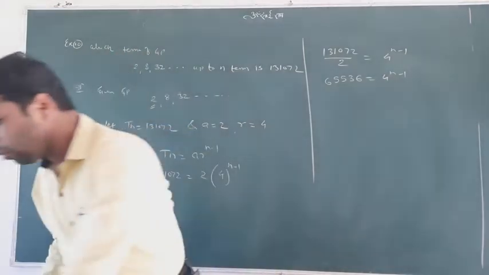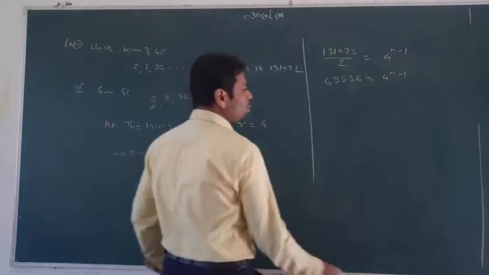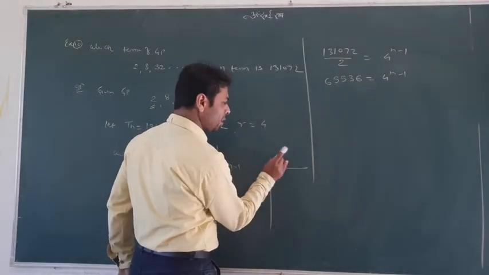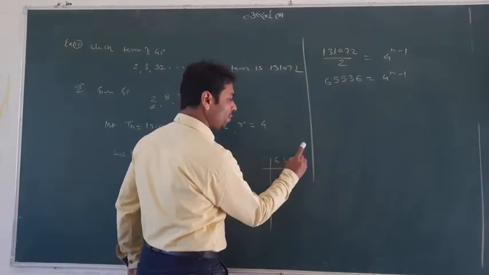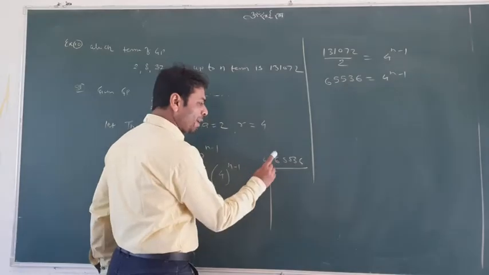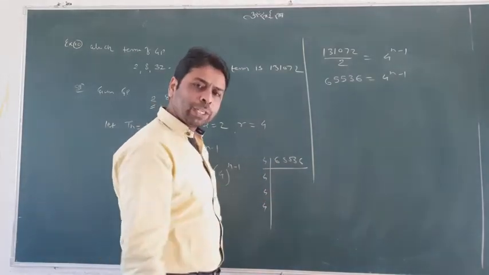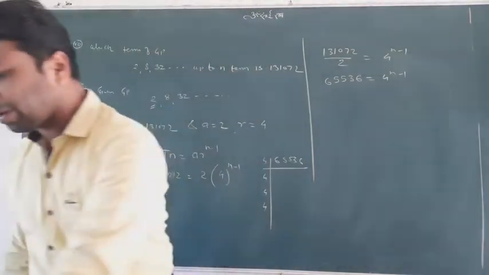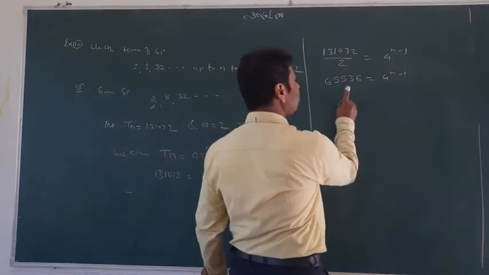So you know that you have to use the factorization method, like that 65536. Factorize and make a factor of 4. It definitely will be a factor of 4. So I want to take the help of the book. It is 4 to the power 8.